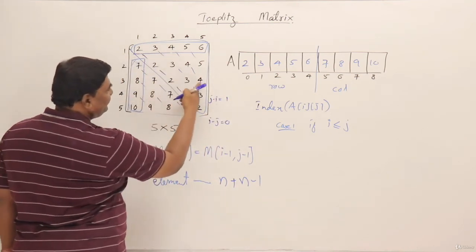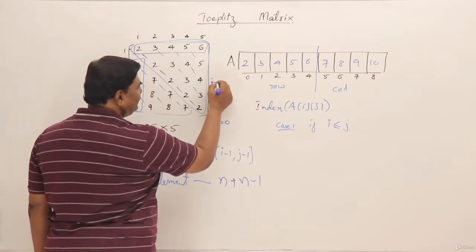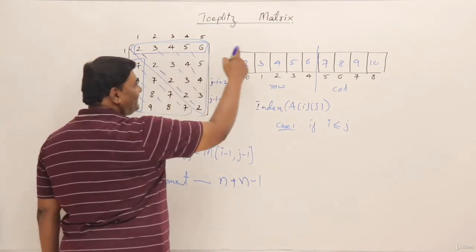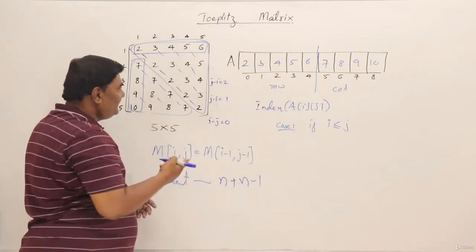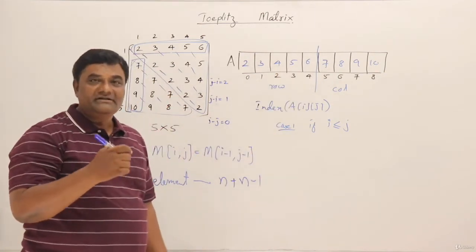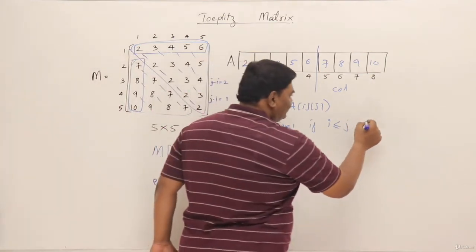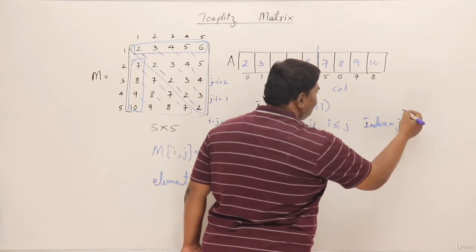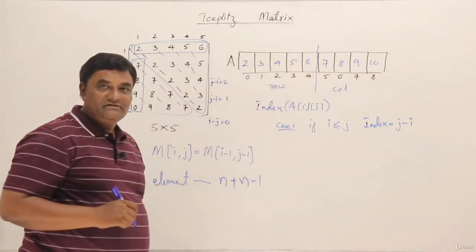Then these elements, that is 4. If you take j minus i, this is 2. So the element 4 is present at index 2 only. So this means I can obtain the index of any element in this array by doing j minus i. So yes, the index is j minus i. That's it.